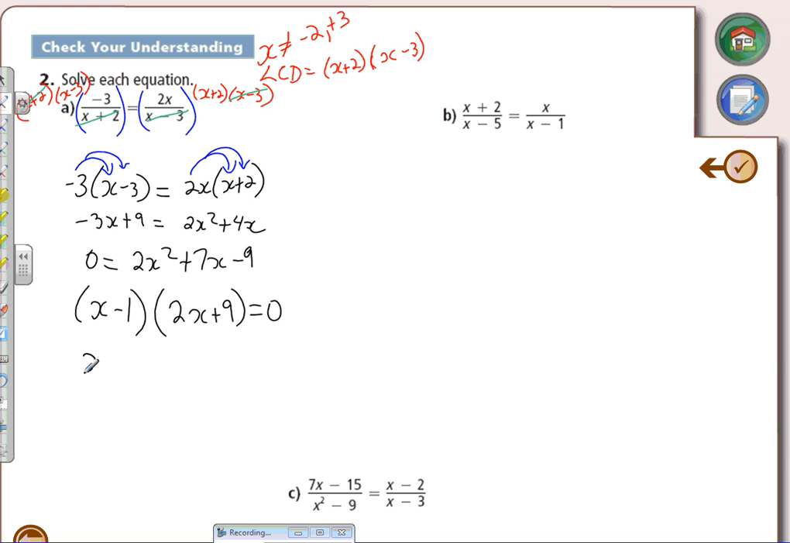And then x is either equal to 1 or 2x plus 9 equals 0. 2x is equal to negative 9. X is equal to negative 9 over 2. Last thing you have to do is check. Do either of these two answers show up in the NPVs? No, they don't. So those are my two answers. So x is equal to 1, comma, negative 9 over 2.